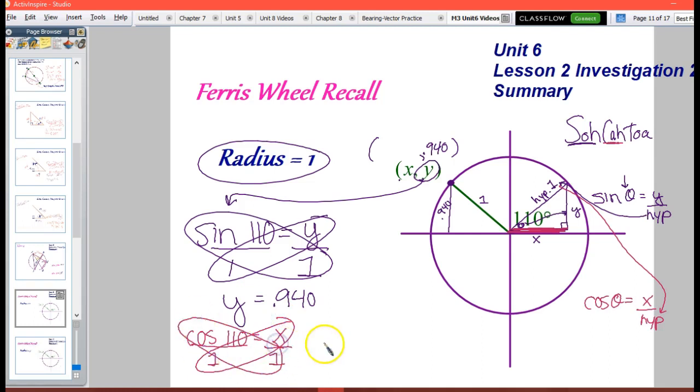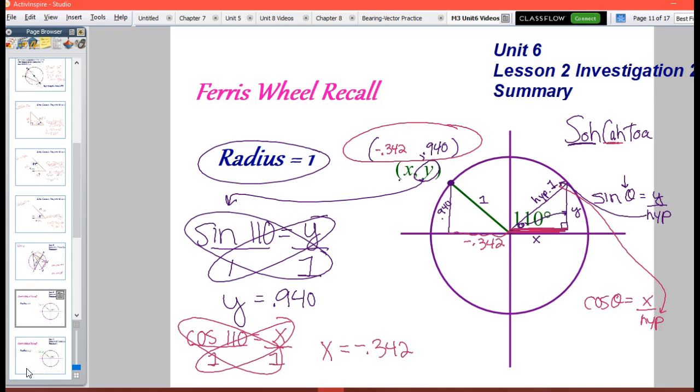Multiply these by each other. I would get x equals whatever cosine of 110 is, which would be about negative 0.342. Now that negative might look odd, but think about it. You are going back negative 0.342 for x, and up 0.940. This would be your chair's location in terms of xy coordinates on the Ferris wheel if you rotated 110 degrees.